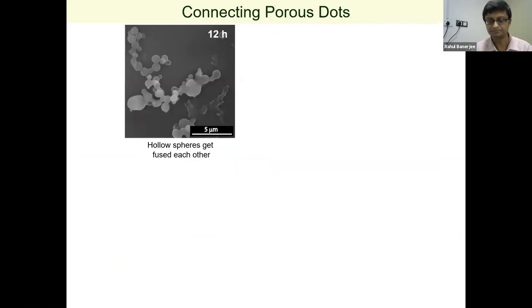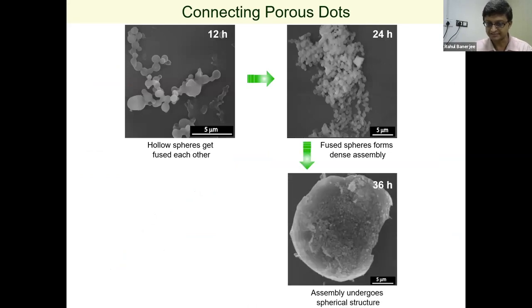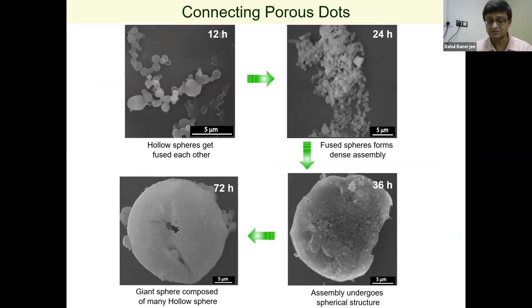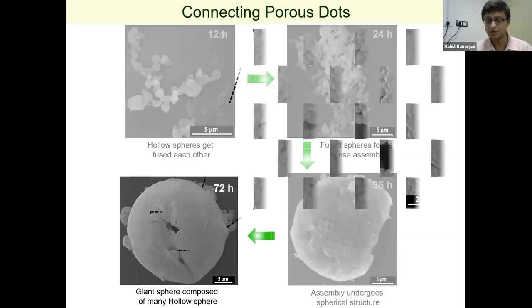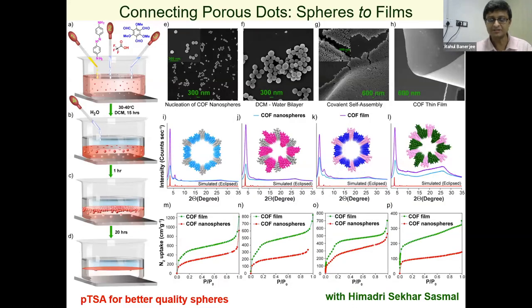That's when my student Himadri thought that if we could take these hollow spheres and assemble them together into something beyond hollow, a gigantic structure, something like this. You take individual spheres, join them, and create an even larger structure. So how did he do it? Himadri, who is about to finish his PhD, took this hollow sphere.